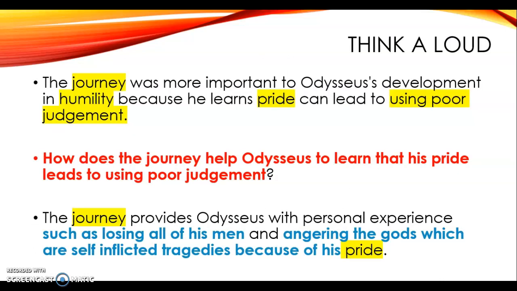Here's my think aloud. So the journey was more important to Odysseus' development in humility because he learns pride can lead to using poor judgment. So I'm going to pull out the word journey. I'm going to pull out the word pride. I'm going to pull out humility. I'm going to pull out using poor judgment. And so then I'm going to create a how question. Well, how does the journey help Odysseus to learn that his pride leads to using poor judgment? So then I'm going to answer that question. Well, the journey provides Odysseus with personal experience, such as losing all of his men. That's my first body paragraph. And he upsets the gods, which are self-inflicted tragedies, all because of his pride.